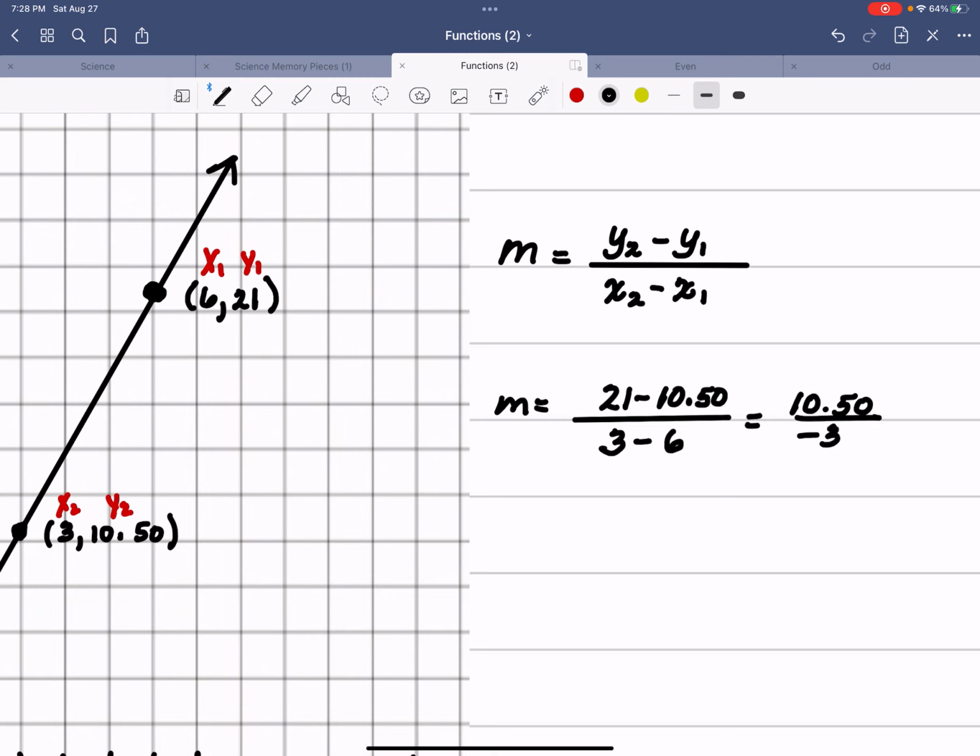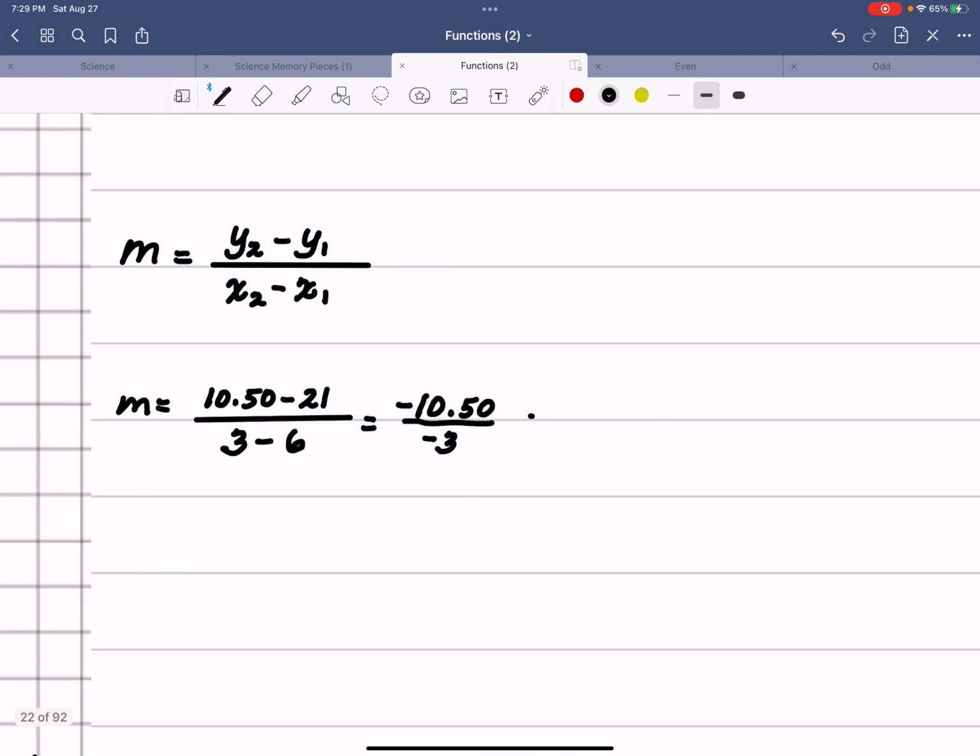This slope is not negative. So my brain said, wait a minute, something's not right there. Look back at what you've done and figure it out. And this is what I've done. I've got my y's backwards. So it should be 1050 minus 21. That's going to be a negative 1050 over a negative 3.